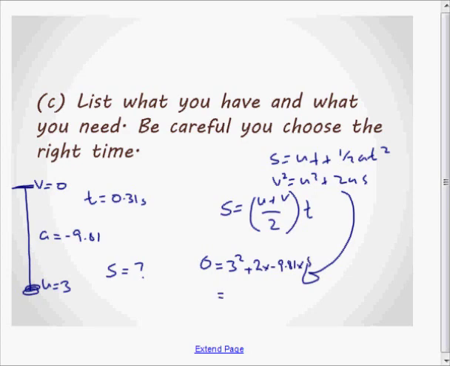So 3 squared is 9. Negative 9 on this side is equal to negative 19.62 times S. So S equals 0.46 meters. Hopefully that's right.